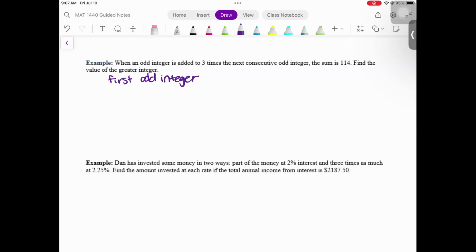So we want to set up some expression for the first odd integer. We don't know its value, but we can set up an odd integer with the expression of 2n plus 1. So it doesn't matter what n is, we're always going to be adding 1 to it, making it an odd integer. We're never going to end up with 0 or an even number when we add that 1 to 2n.